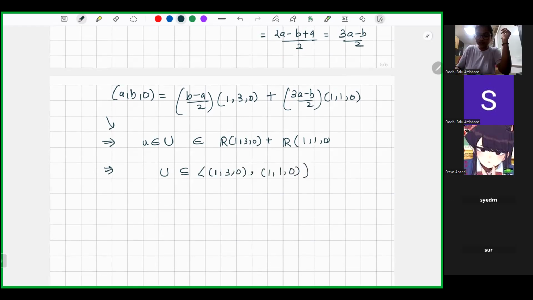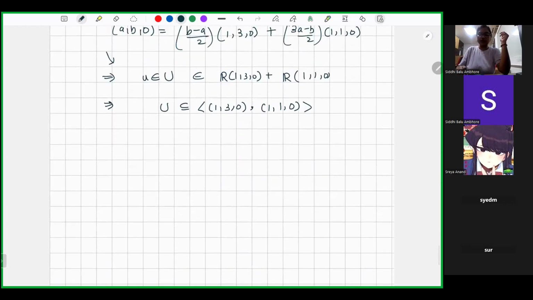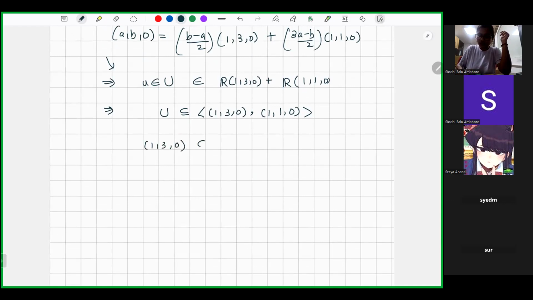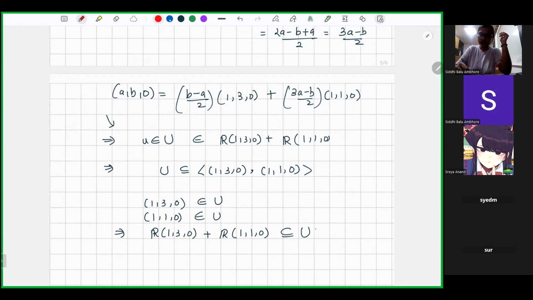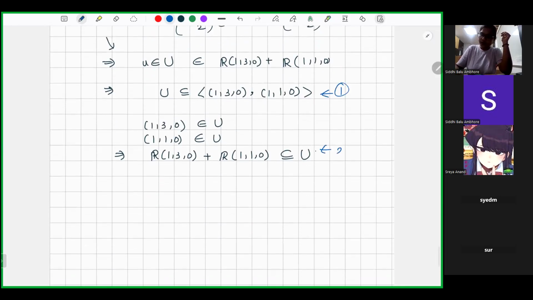This still does not prove that this is exactly equal. But you can just see that (1, 3, 0) belongs to U and (1, 1, 0) belongs to U. And if you remember one of the exercises from last week, their linear combination will also land in that U. So this R(1, 3, 0) plus R(1, 1, 0) will be a subset of this U. And these two, 1 and 2, will imply that U is actually generated by these two elements.